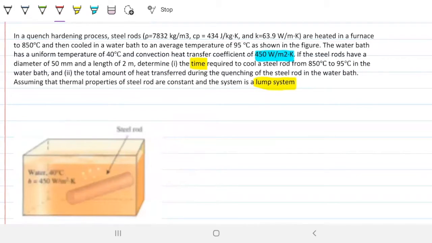What else? We are assuming a uniform temperature of 40 for the water. You can see the 40 over here. Now, what this is saying is kind of the same thing as before. This is T infinity, right? There's a lot more water than there are steel rods. So it doesn't matter whether we're quenching it from 850 to 95, whether we're doing 1, 2, 3, 100 rods, there's way more water than rods. So the heat leaving the rod into the water is not going to change the temperature of the water. So in other words, T water equals T infinity, right? So that's 40 Celsius.